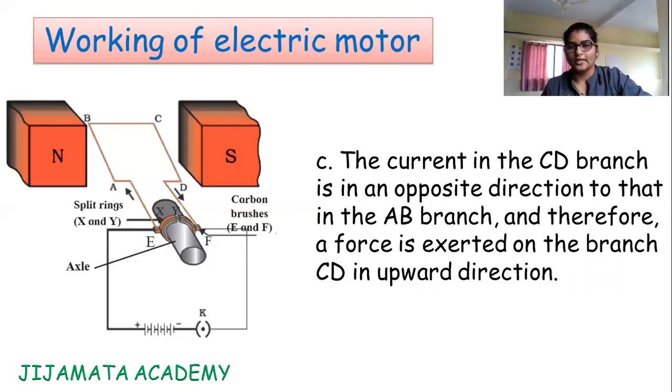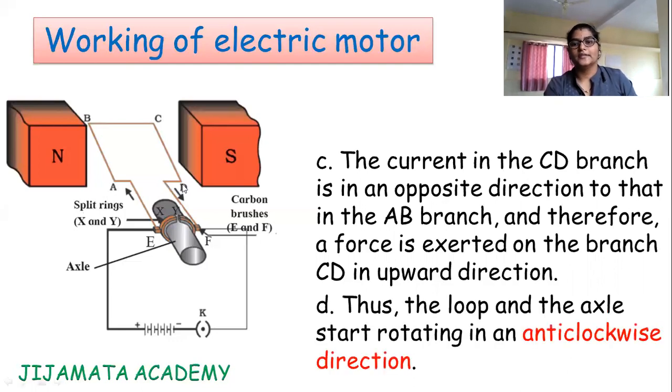On branch AB, the force is acting in downward direction, while on branch CD, it is acting in upward direction. So now current has reached up to CD, and thus the loop and the axle start rotating in anti-clockwise direction, because AB is being pulled in downward direction and CD is being pulled in upward direction. The loop and the axle rotate because of this force which is exerted due to the magnetic field.